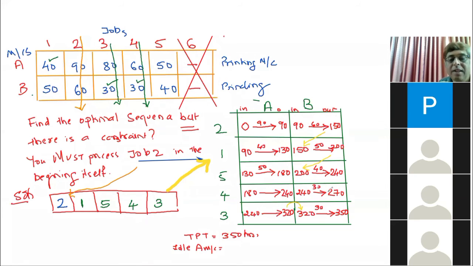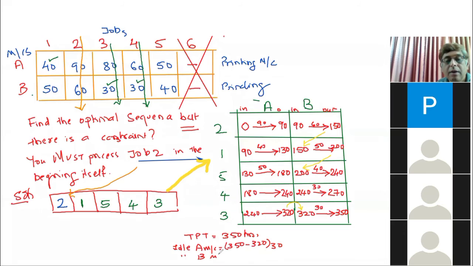Idle time for machine A is equal to how much? 350 minus 320. That is 30 minutes. Yes. Okay, it is 350 here minus 320. So 350 minus 320 is 30 hours. Okay.